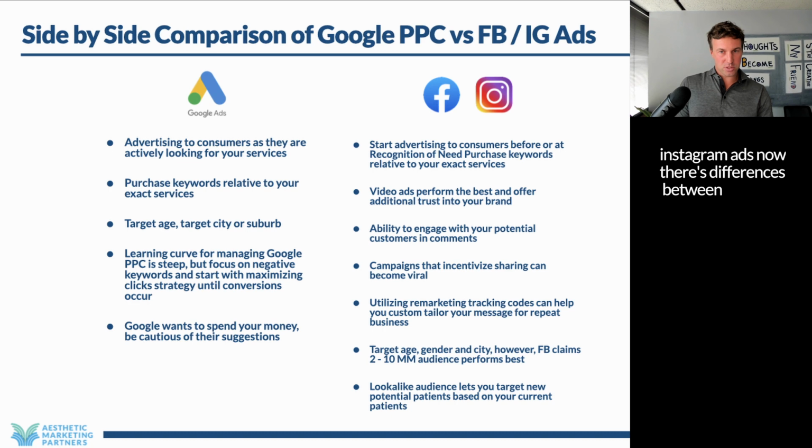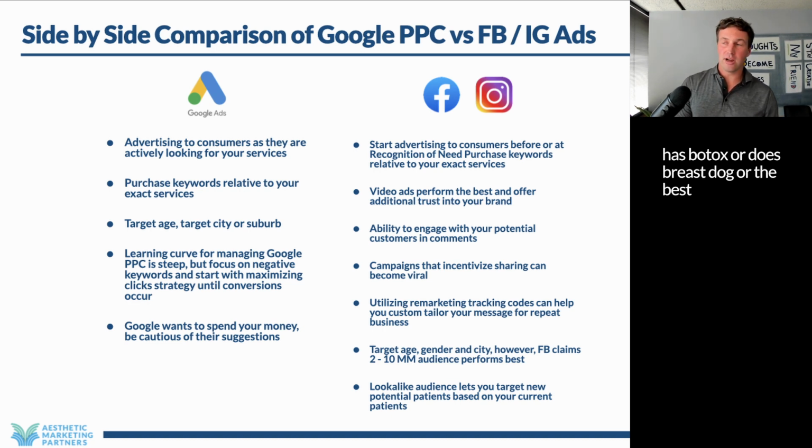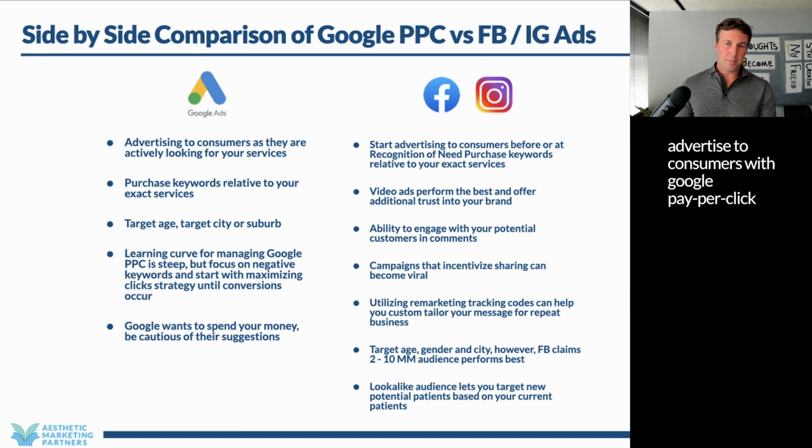Now, there's differences between both of these, obviously. For Google Ads, you're going to see this more in the information search and evaluation of alternatives sections. So they've already recognized they have a need, and they're wanting to learn more about who has Botox, or the best breast augmentation, or the best mommy makeovers, or whatever it may be. So you can advertise to consumers with Google pay-per-click ads as they're actively looking for your services.